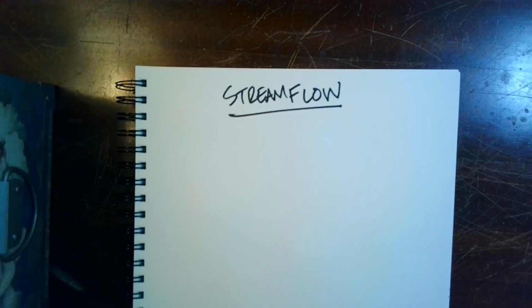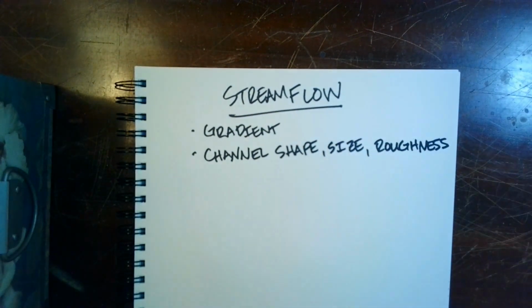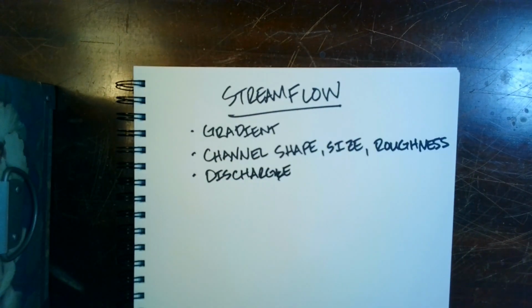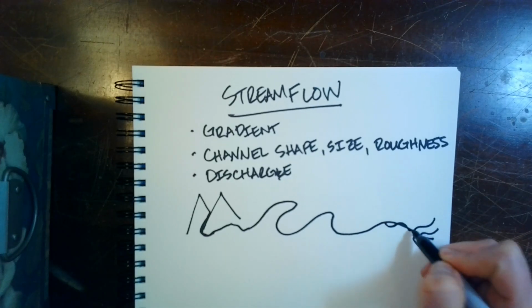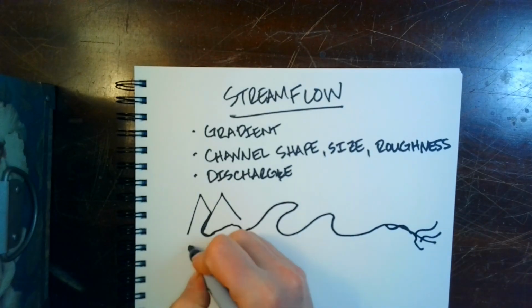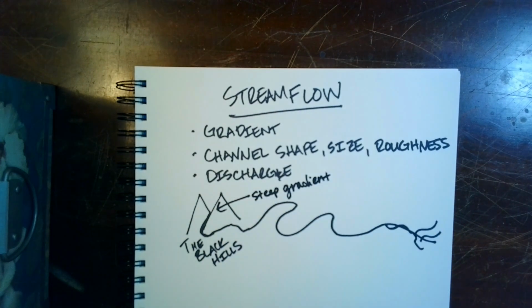When we talk about stream flow, we are not talking about your urinary health. We are talking about how fast or slow water moves through a river system. In mountain streams, like those in the Black Hills, there are steep gradients, narrow channels, and seasonal discharge.